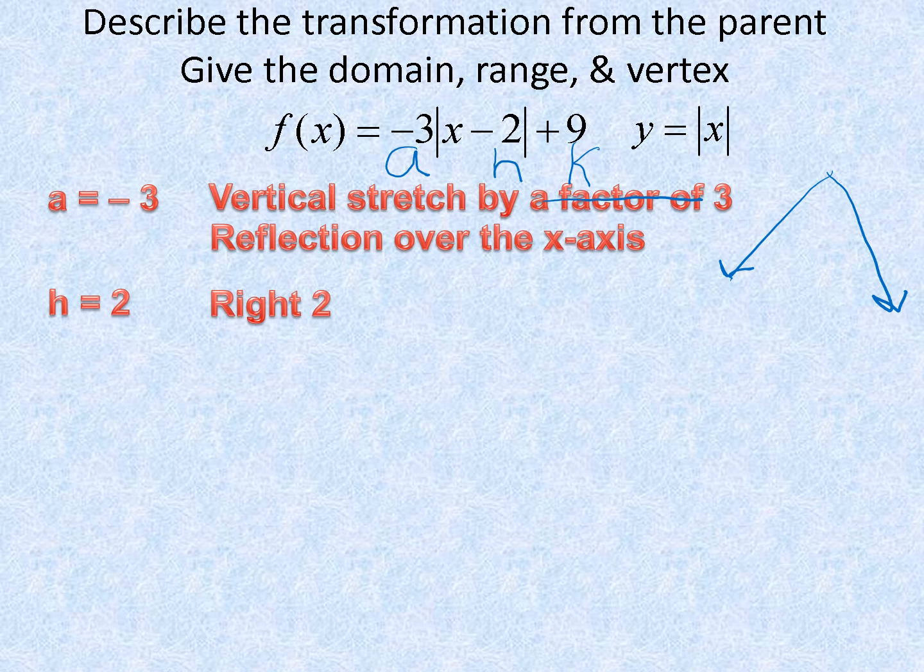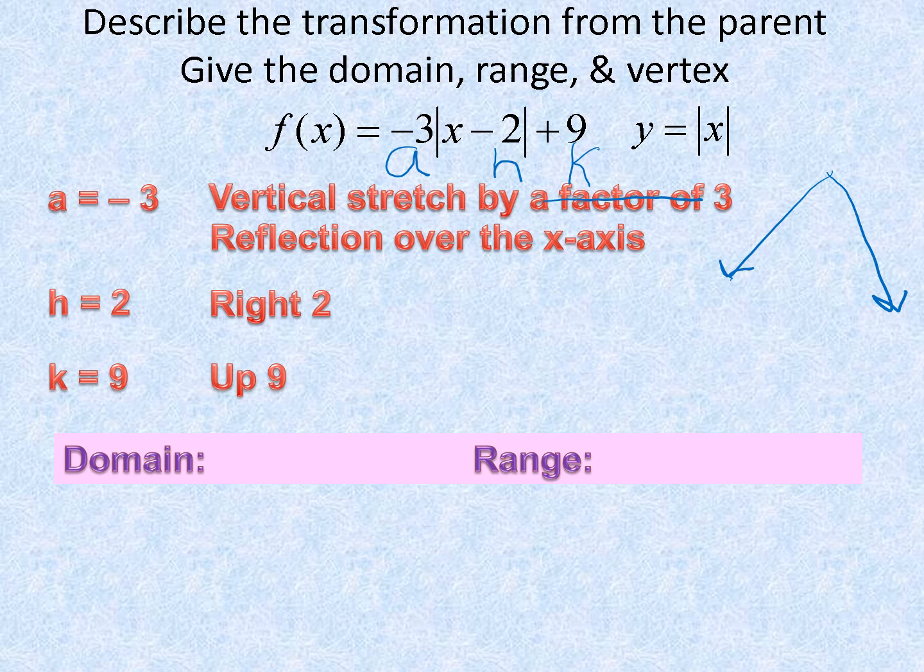Now let's talk about the k value. The k value is outside the absolute value, so we take it at face value. So that means k is 9. Now how does that affect our graph? I look, and k being 9 means my graph is going to move up 9.